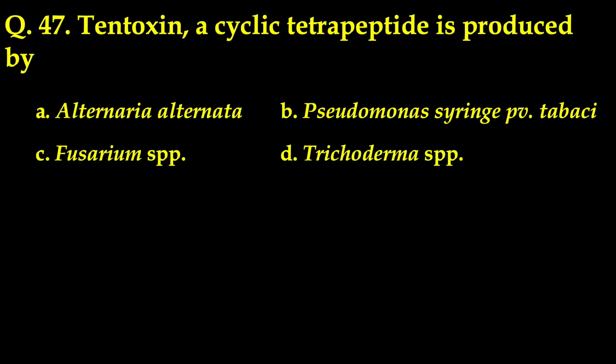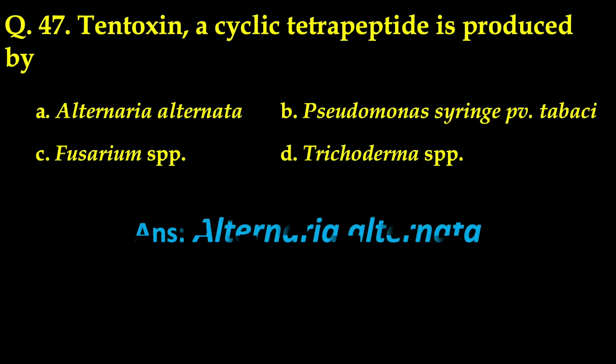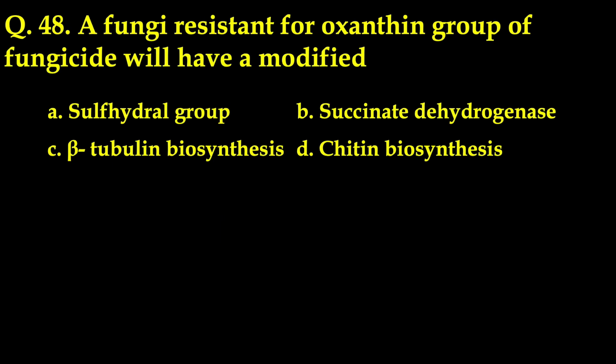Tentoxin is a cyclic tetrapeptide produced by which of the following organism? Alternaria alternata, Pseudomonas syringae pv. tabaci, Fusarium species or Trichoderma species. The correct answer is Alternaria alternata.